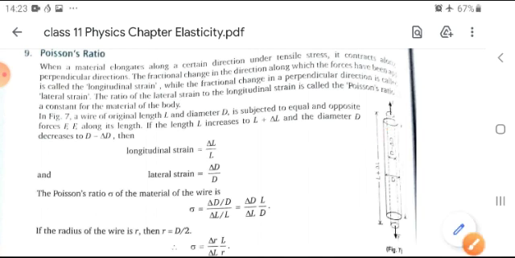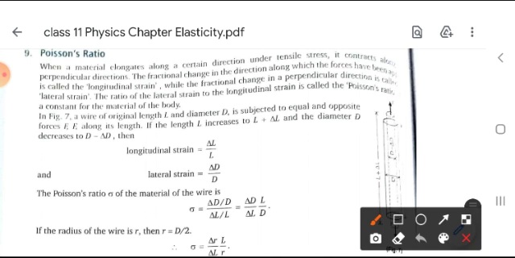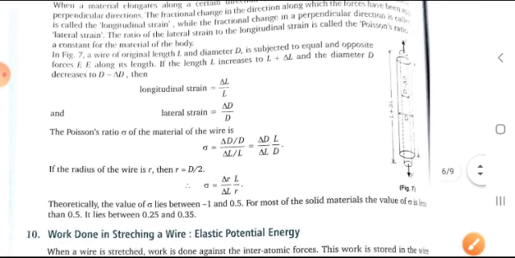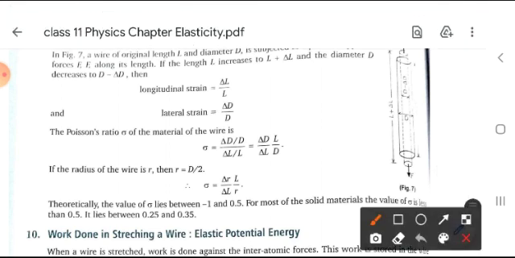In this diagram, L is the initial length. After elongation, its length is increased by delta L, that is given here, and its diameter, that is initially capital D, is decreased by minus delta D. So we can say that Poisson ratio, that is denoted by letter sigma, is the ratio of lateral strain, that is delta D upon D, and longitudinal strain, that is delta L upon L.